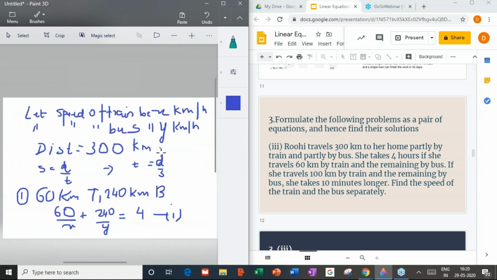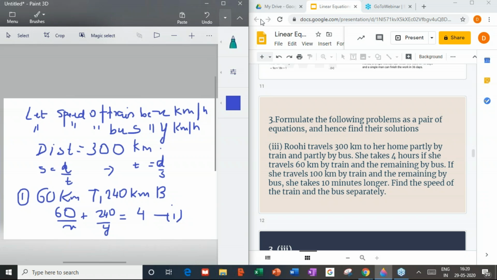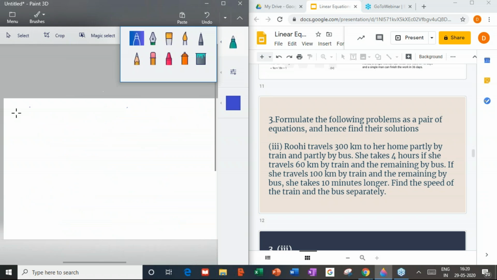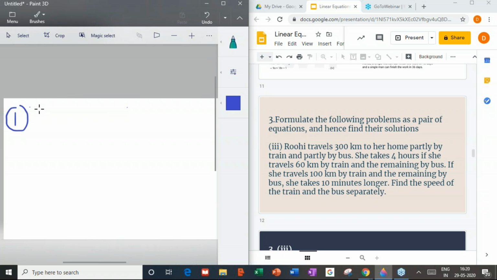Similarly, the second part will be, okay, I'm going to erase this. Yeah, you can simplify it, Pratim. Yes, Rudra, you are right. You can do that as the next step. So we got equation 1 by the first case as 60 by x plus 240 by y is equal to 4.